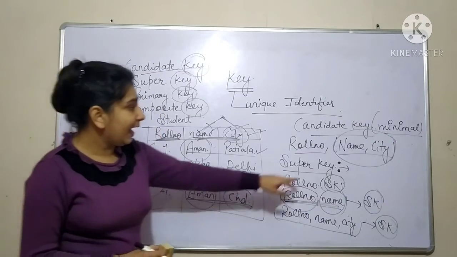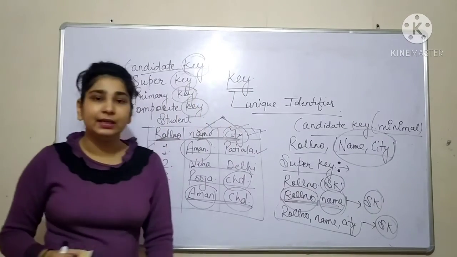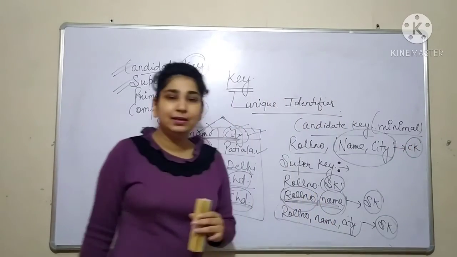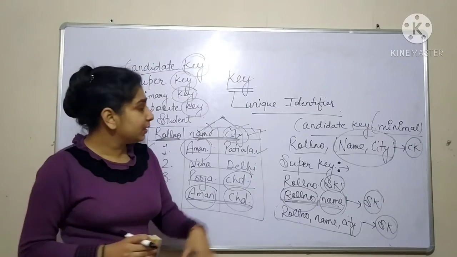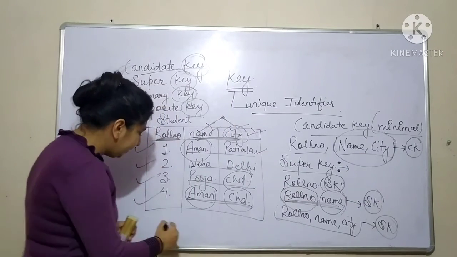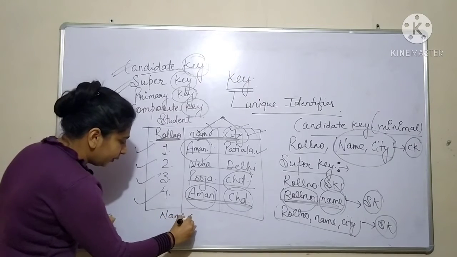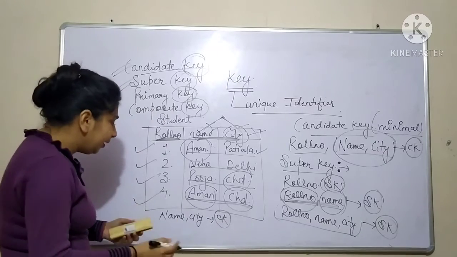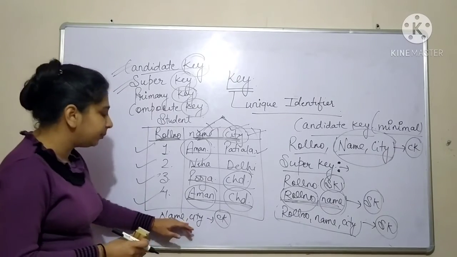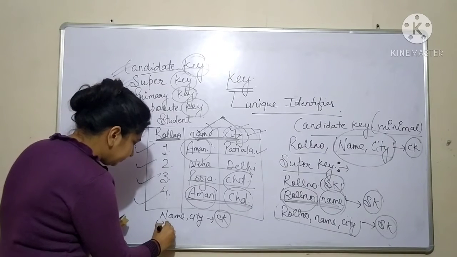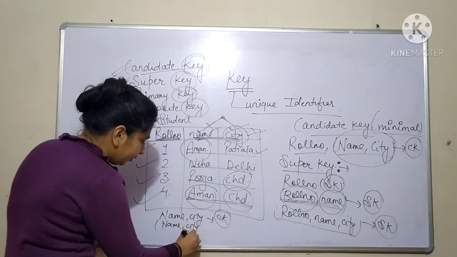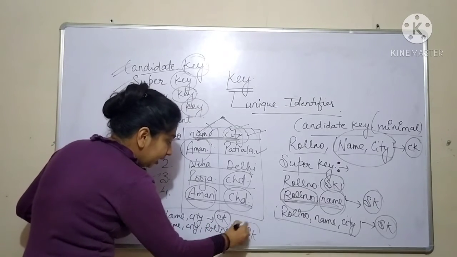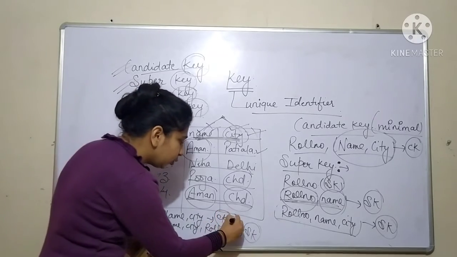Okay, and if you look at this, name and city is a candidate key. Name and city is your candidate key, or you can call it a minimal key, but you can add any number of attributes to it like name, city, roll number. It would be your super key. Your candidate key is also a super key.